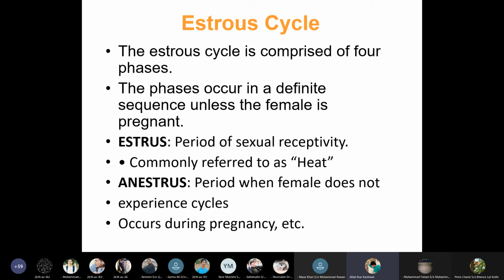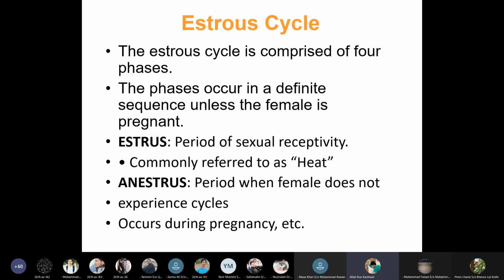If the female is not pregnant, the estrous cycle will continue. Again, the estrous cycle varies from species to species. Estrus is the period of sexual receptivity, a stage in which the animal receives the male, or may allow coitus or mating. Whereas normally the female does not allow the male for coitus, courtship, or mating. It is commonly referred to as heat. The ruminant animals allow the male only when they are in heat.